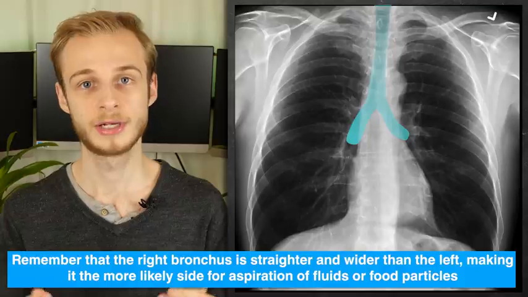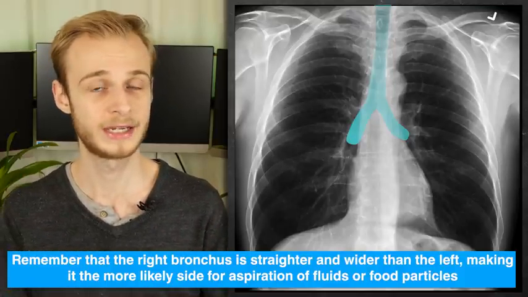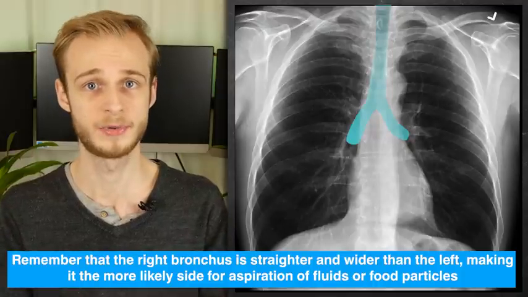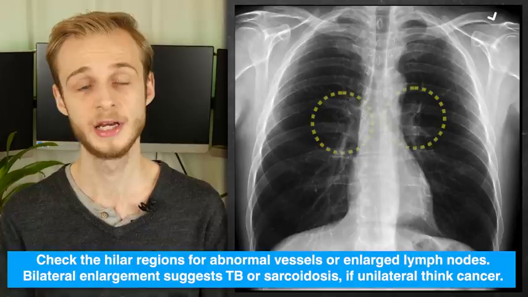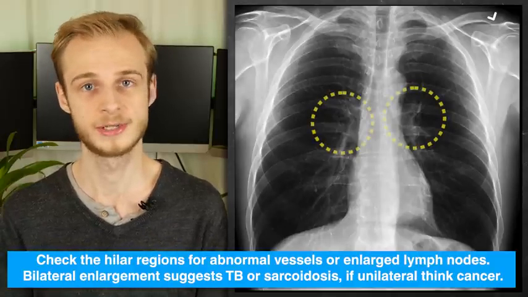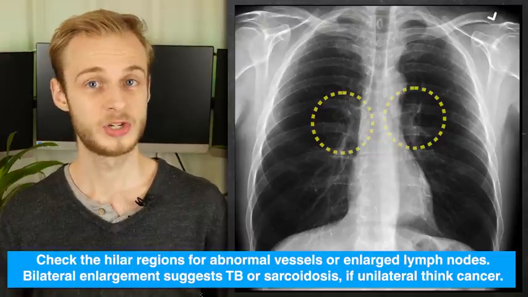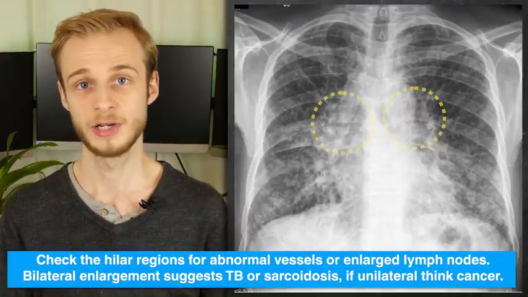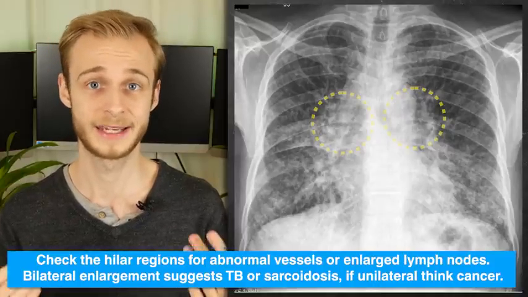We then need to check the carina and the bronchi, the largest of our airways. Remember that the right bronchus is more straight and wide than the left, which makes this side more likely for things to go down and cause an aspiration pneumonia. Lastly, we need to check the hilar regions on each side for the lymph nodes and the vascular structures that sit in that area. Bilateral lymphadenopathy in these areas might suggest something like TB or sarcoidosis, with a unilateral swelling of the lymph nodes being more likely to signify cancer.